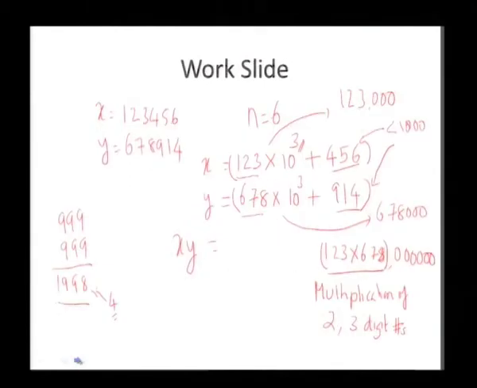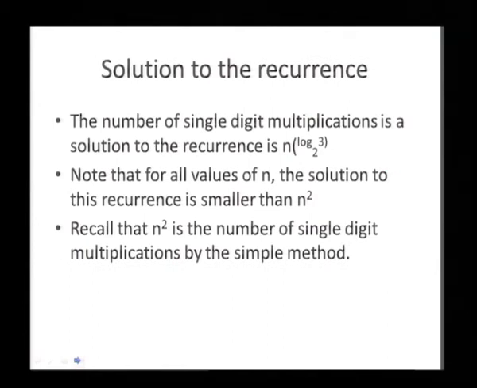The solution for this is given by n to the power of log 3 base 2. And observe that log 3 base 2 is smaller than 2. Therefore, n to the log 3 base 2 is smaller than n square, and n square is the total number of single digit multiplications in the simple method.